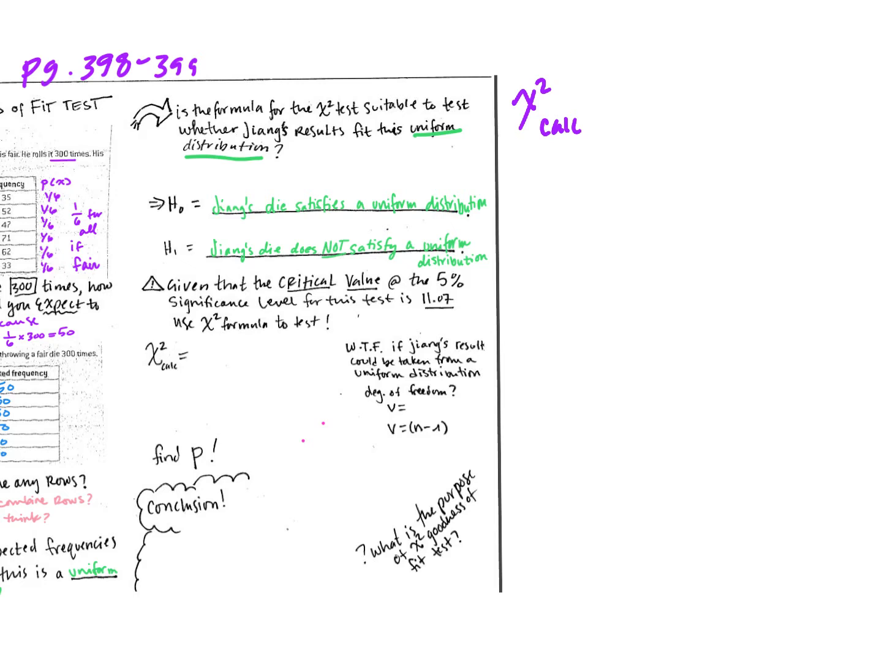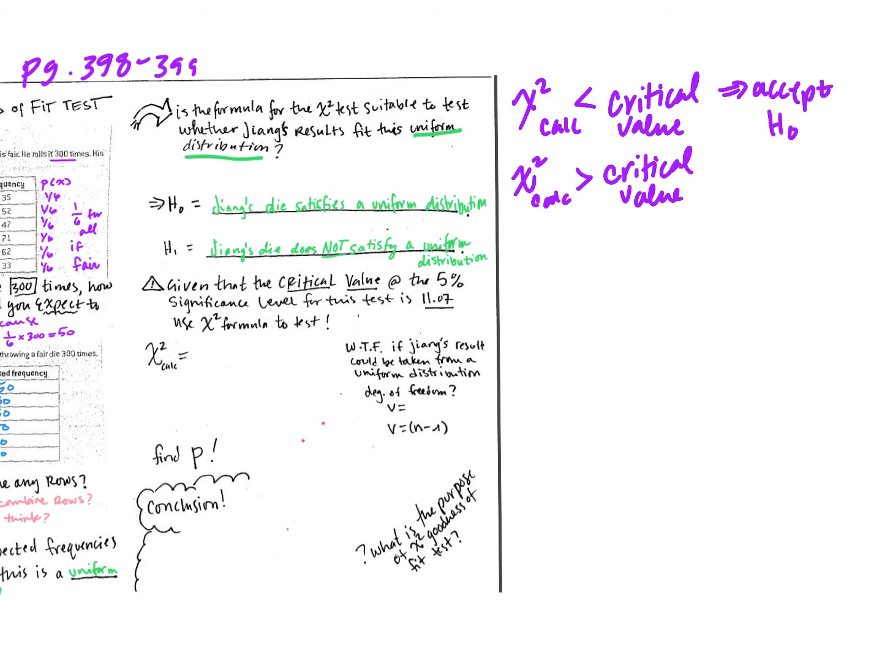Whatever significance level you're looking at, if the chi-square value that you calculate is below the critical value, like it's less than, you accept the null hypothesis. And whatever you have calculated is greater than the critical value, you would reject. So again, this is for sure in your notes. These four things I'm going to write.